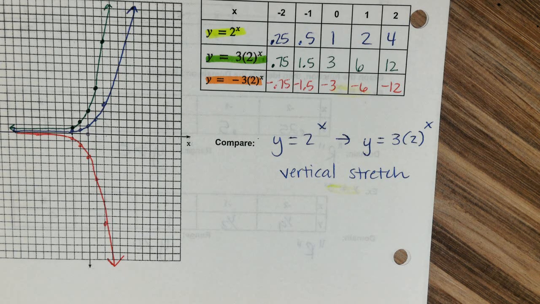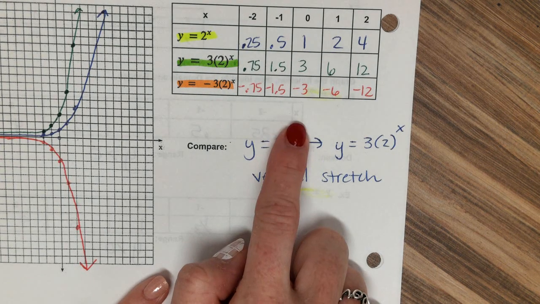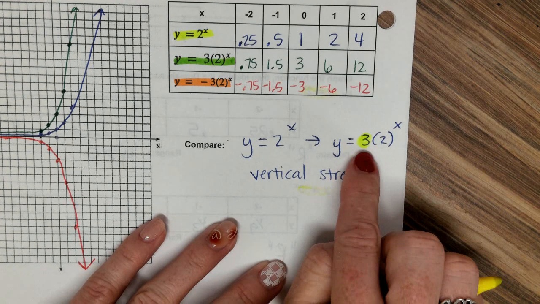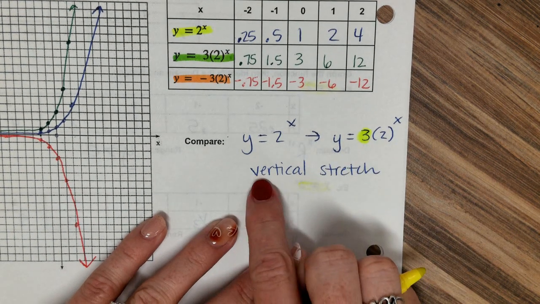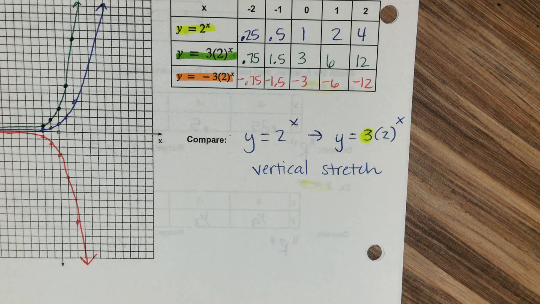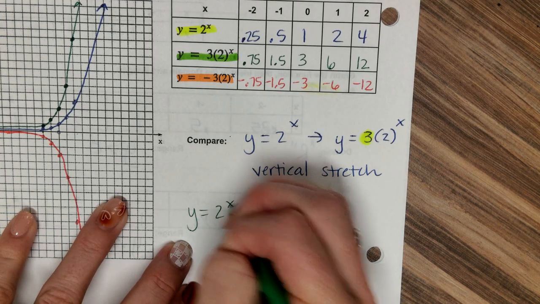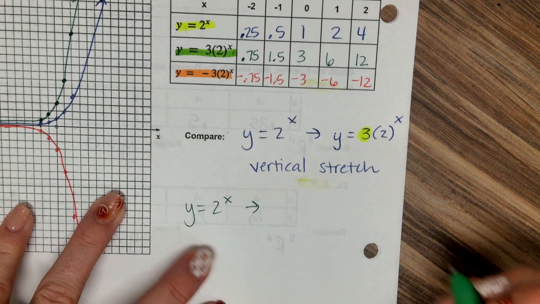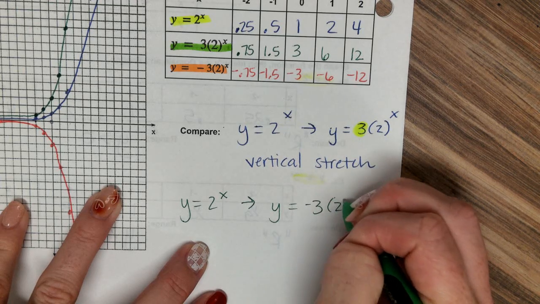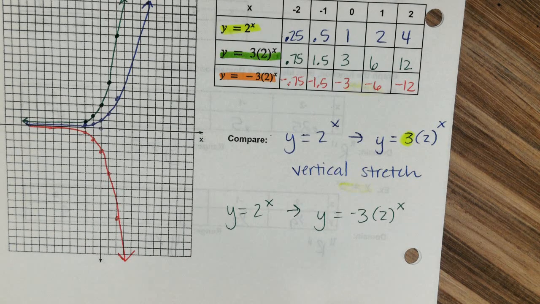Okay, let's go over what we already learned so far. When we took this function, y equals 2 to the x power, and we multiplied it by 3, a positive number greater than 1, it made it a vertical stretch. Now we took y equals 2 to the x power, and this time we multiplied it by a negative 3. What happened to it?